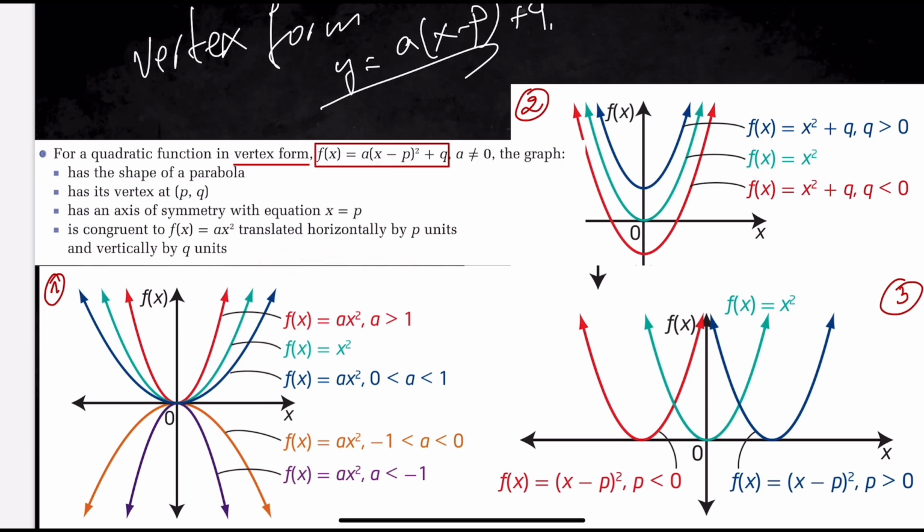For the q, it is the vertical translation. If you have plus q, that means your parabola was shifted upward by q units. If you have minus q, that means your parabola was shifted downward by q units. Good.